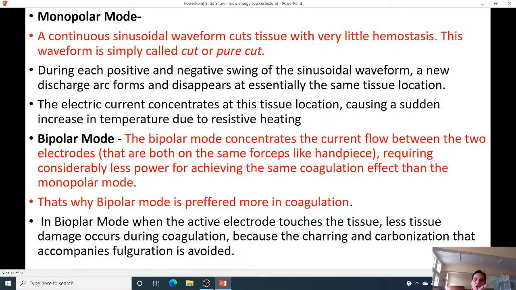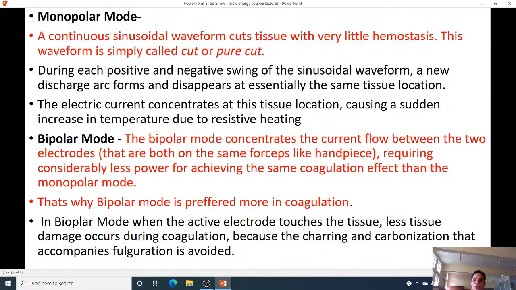What happens here? During every positive and negative swing, a new discharge is formed and it will disappear at the same place. That is why the concentration is only at one place, and there is a sudden increase in temperature due to resistive heating. Against that, bipolar.